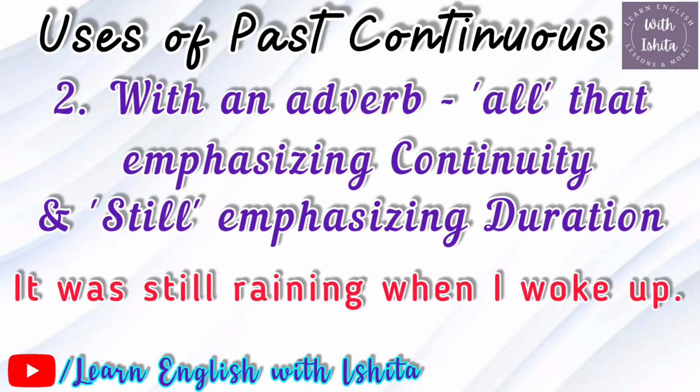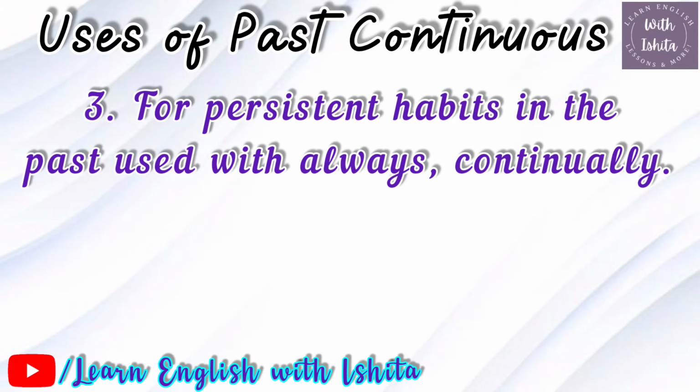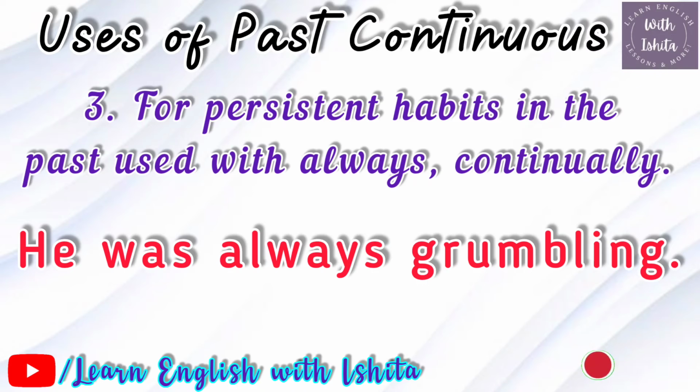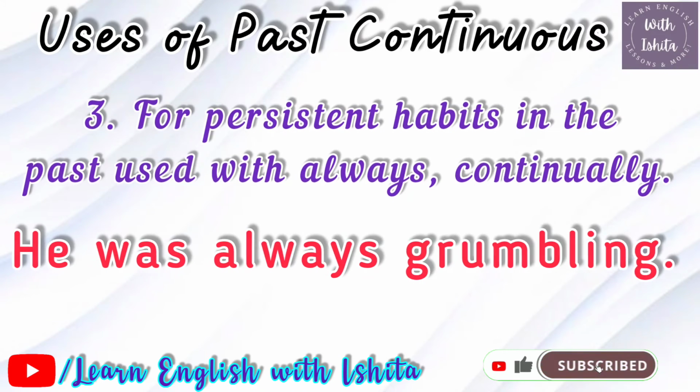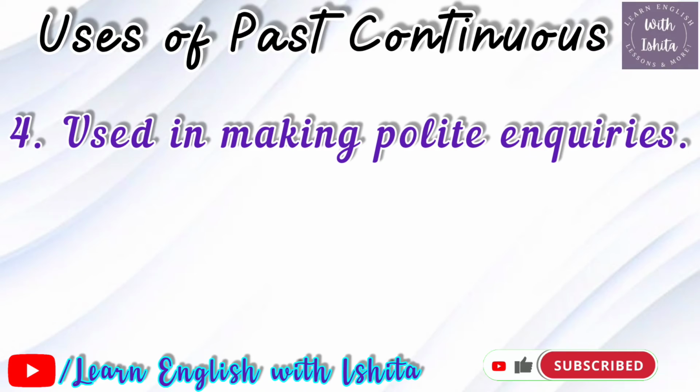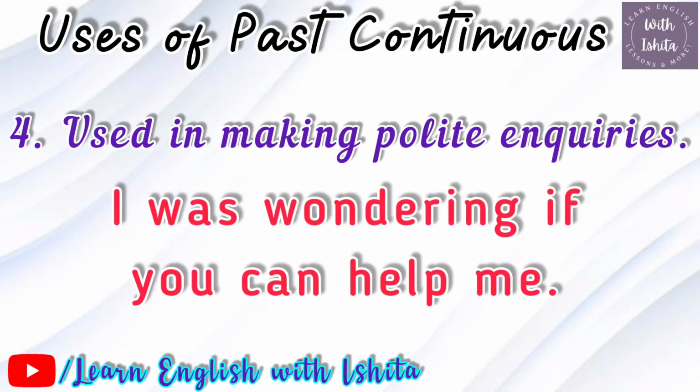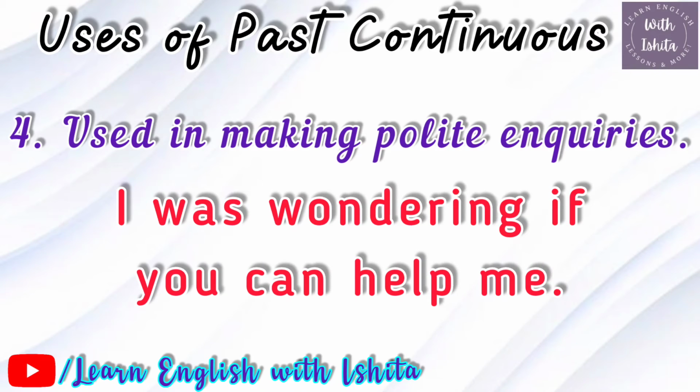Okay? Use number 3, that is for persistent habits in the past, used with always and continually. For example, he was always grumbling. The last use is that the past continuous tense is used in making polite inquiries. For example, I was wondering if you could help me.